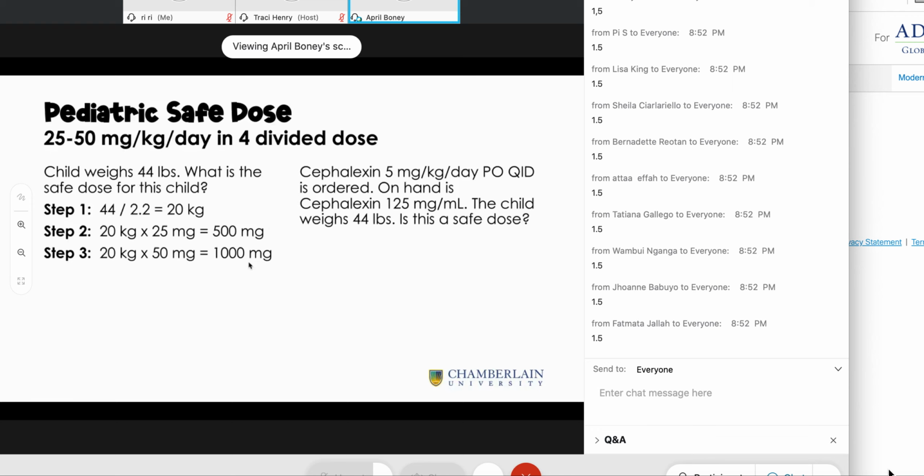Now let's look at our order. Our doctor ordered 5 milligrams per kilogram per day PO QID.